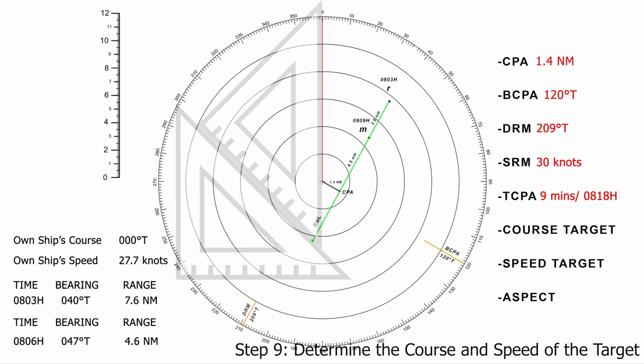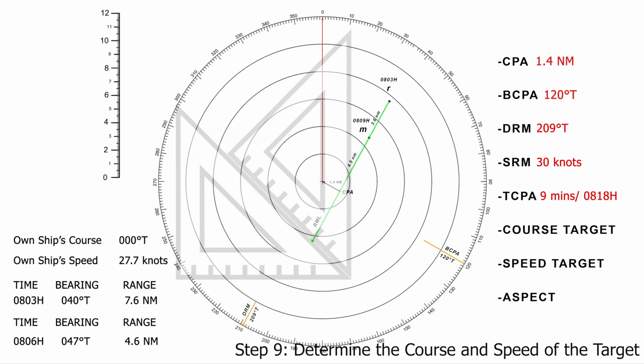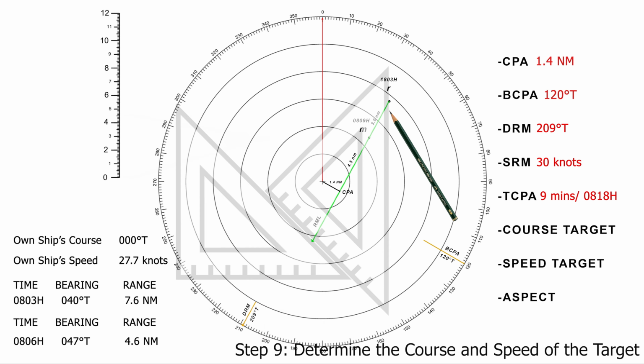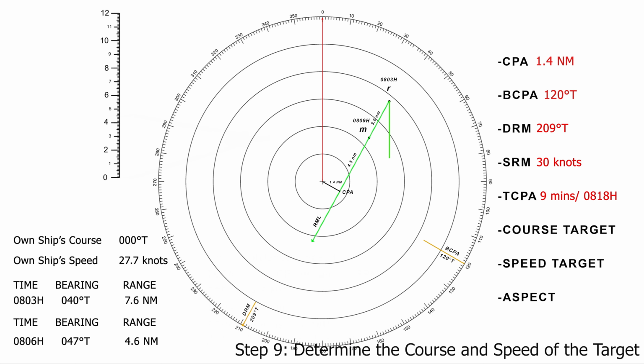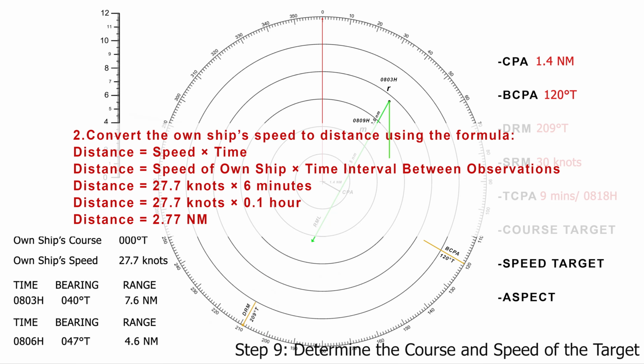First, from point R, draw a line that is parallel to the own ship's course line that was previously established on the plotting sheet. Next, convert the own ship's speed into distance traveled during the observation interval. Distance equals speed multiplied by time.